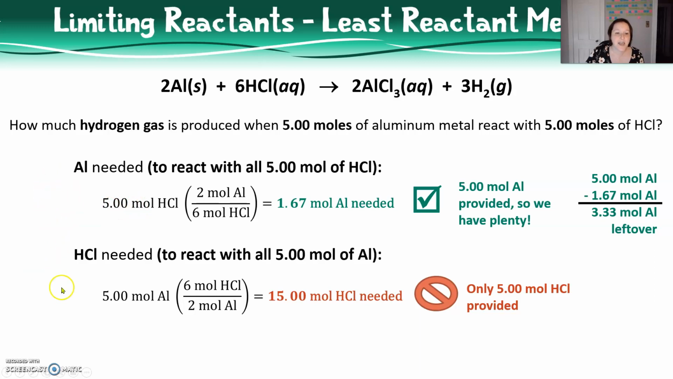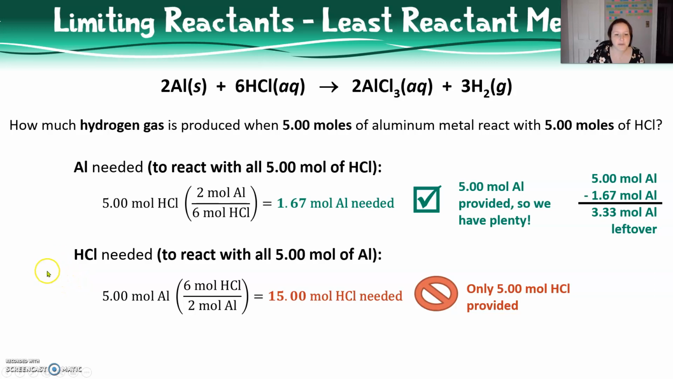Note that either of these calculations arrives at the same conclusion for identifying the limiting and excess reactants, but only the first calculation allows us to calculate how much of the excess reactant is left over. So if this had been part of what the problem was asking for, you may need to do both calculations. But in this case, since all we care about is the amount of product being formed, then we only need to do one of these calculations in order to identify the limiting reactant, so that we can now move on to calculating the amount of product.